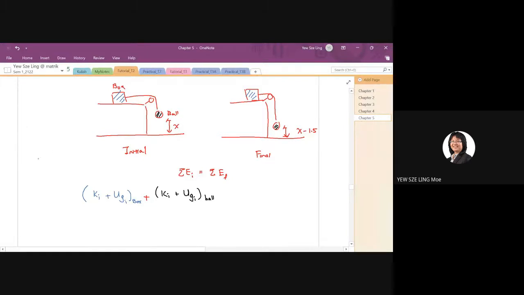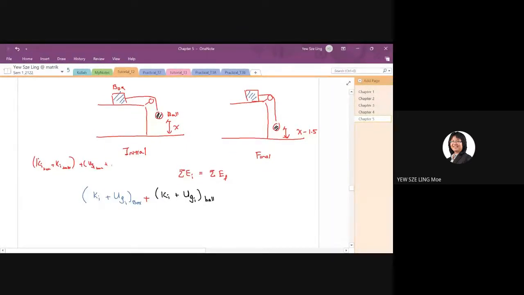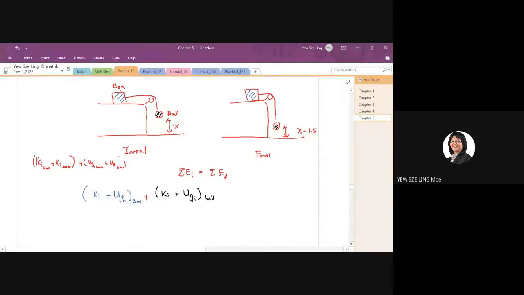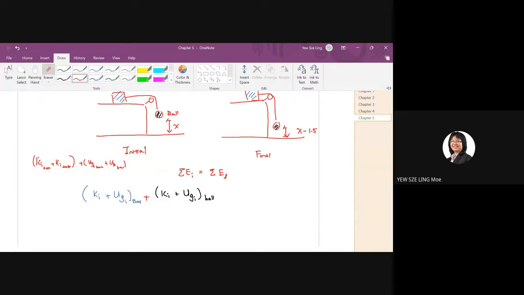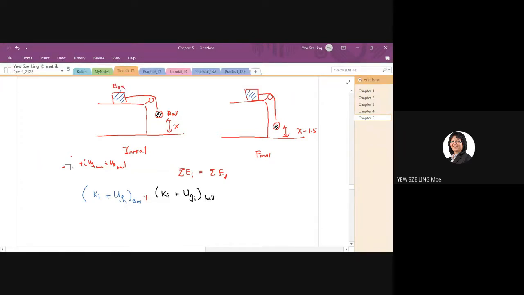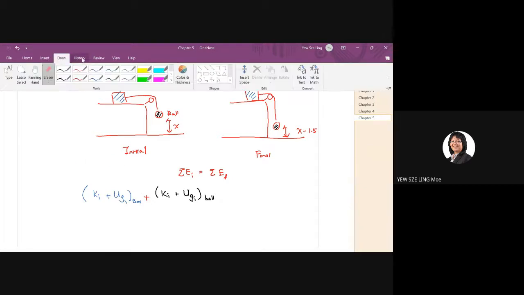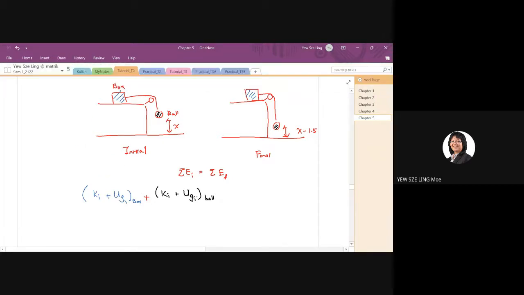Some people like to write it as Ki box plus Ki ball, so this is the part for kinetic energy, plus UG initial box plus UG initial ball, so this is the part for potential energy. That also works. Just that I like to do it by object, while some of them like to do it by energy.